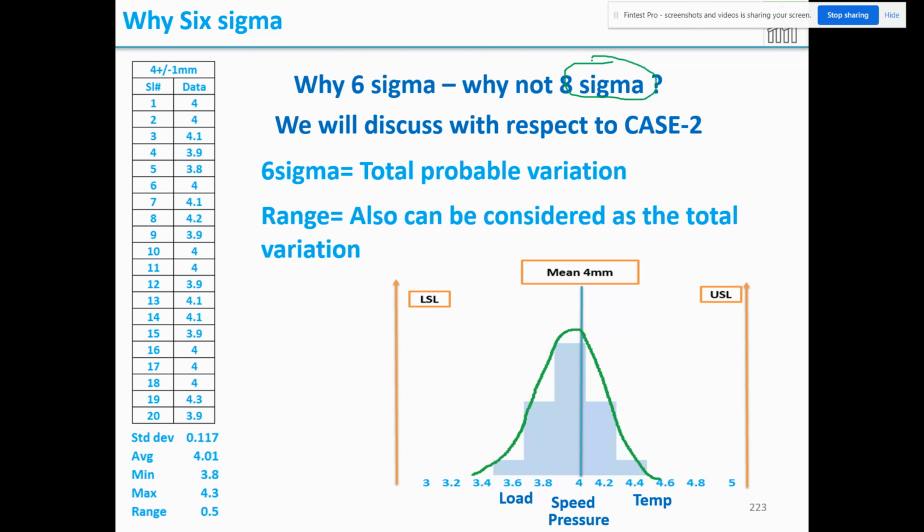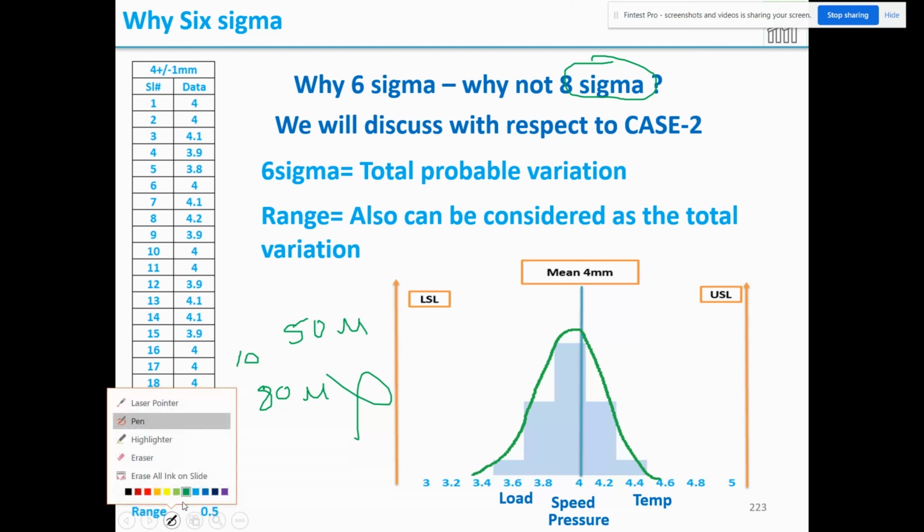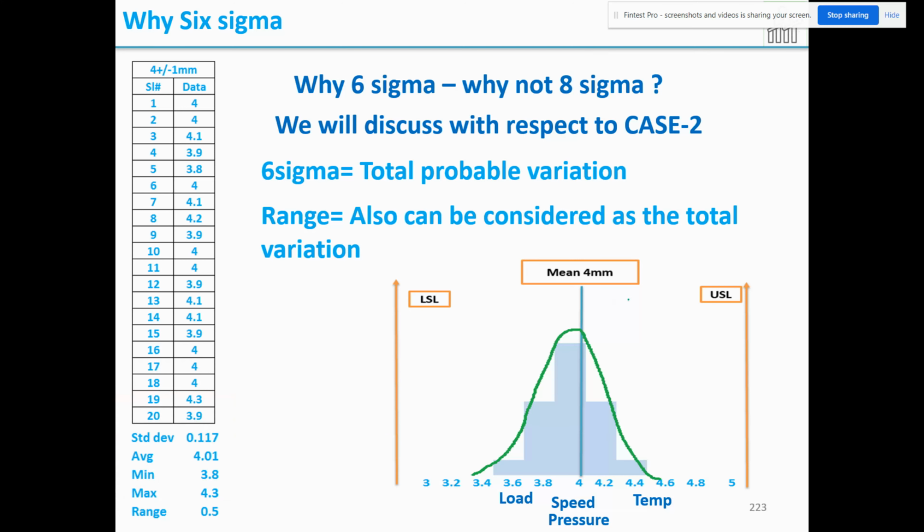Why? Suppose your variation is 10 micron; can you assume it as 80 micron? No, your process tolerance will be only 50 micron. Therefore, we cannot assume more variation. That is impossible. Therefore, we stop at 6 sigma.